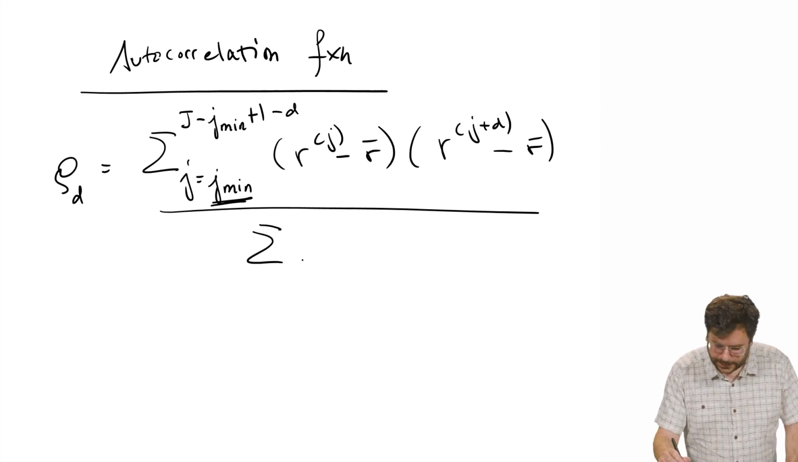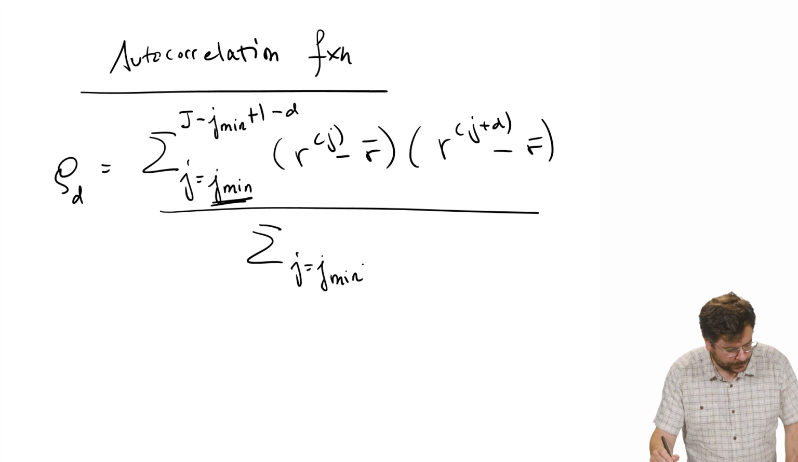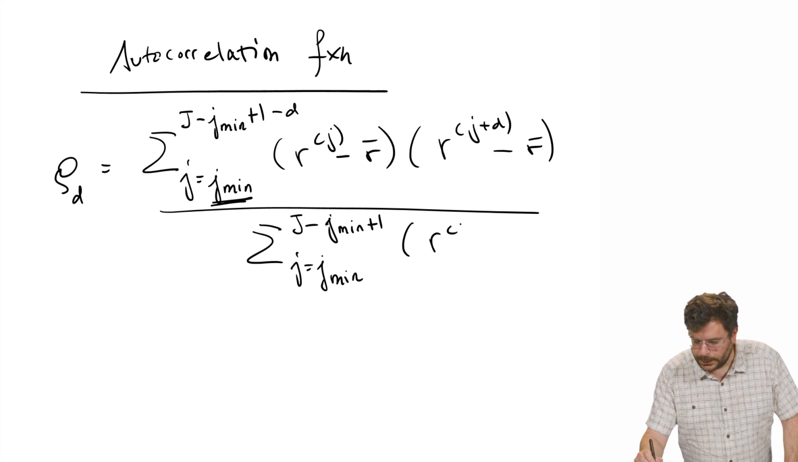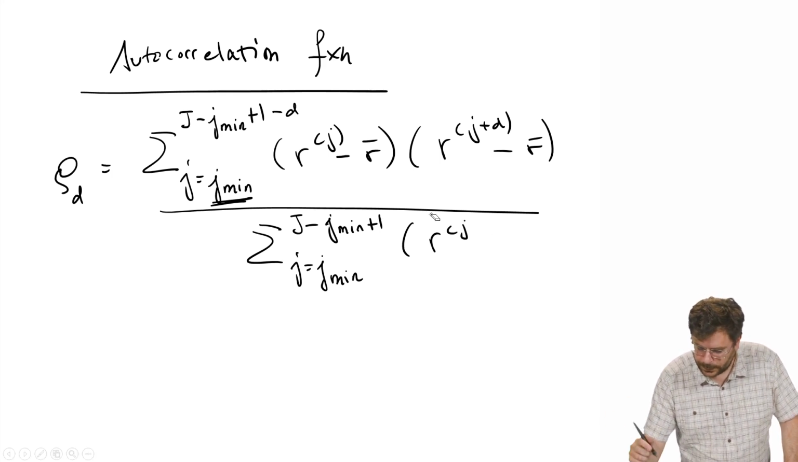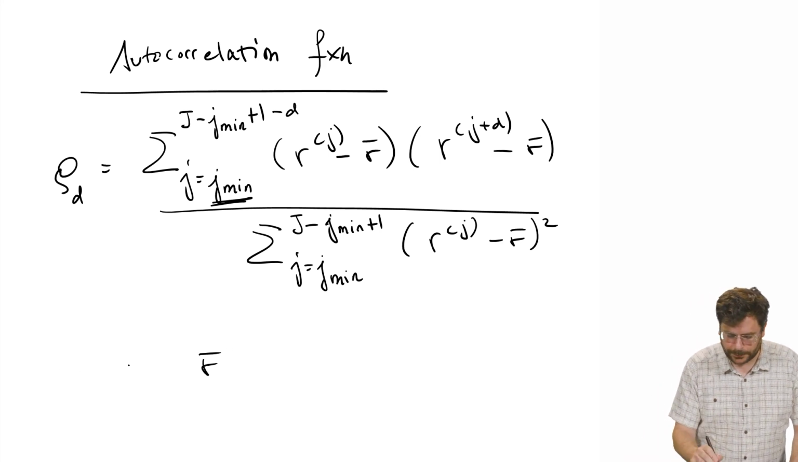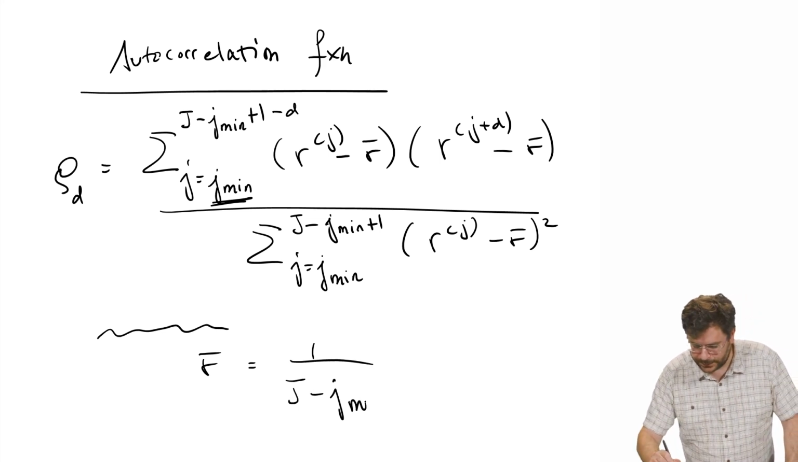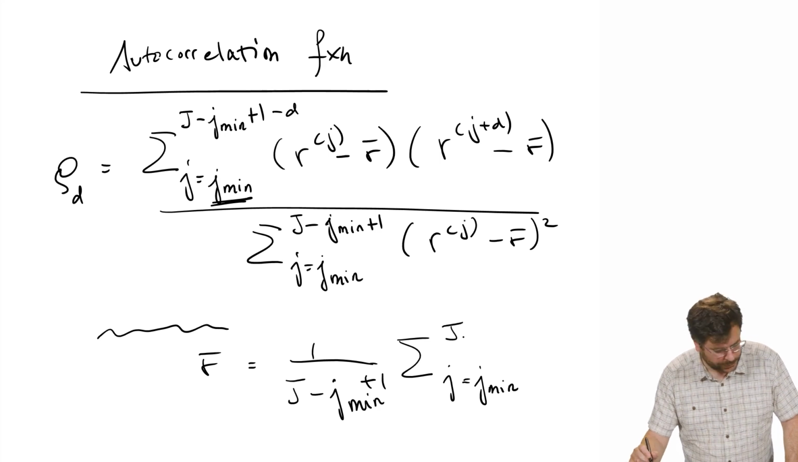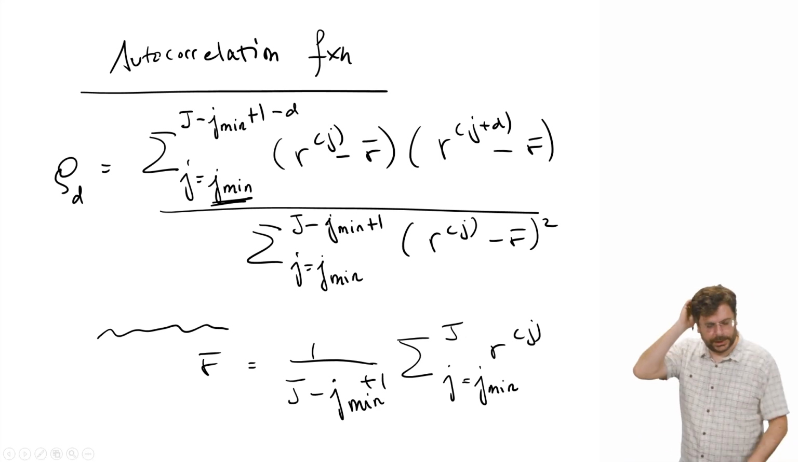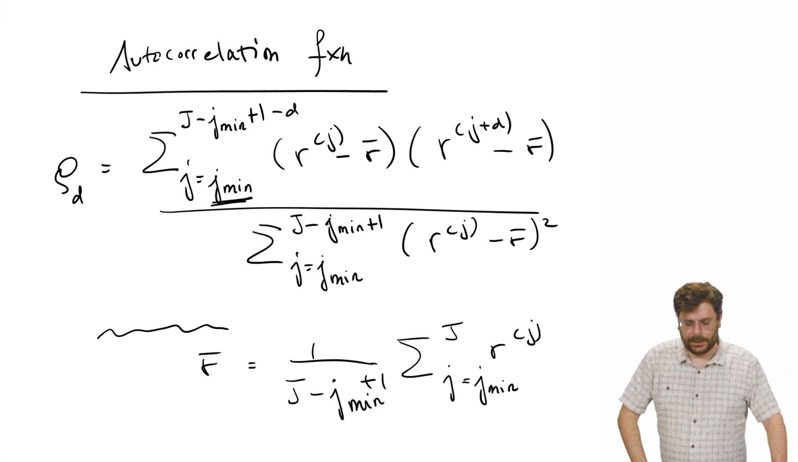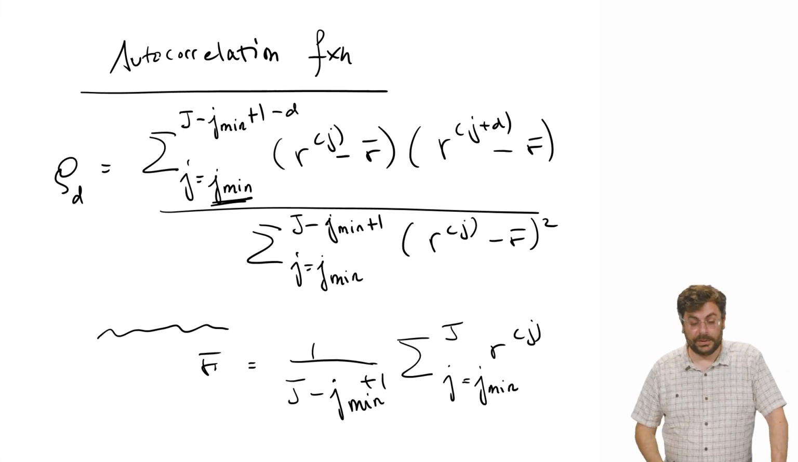And this here is divided by the following, and R bar here is equal to 1 over j minus j min plus 1, sum over j from j min to rj. So what is rho d? What is the autocorrelation function?